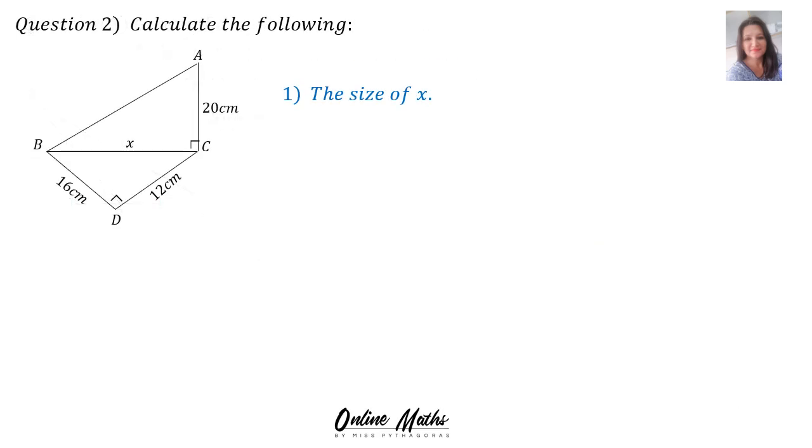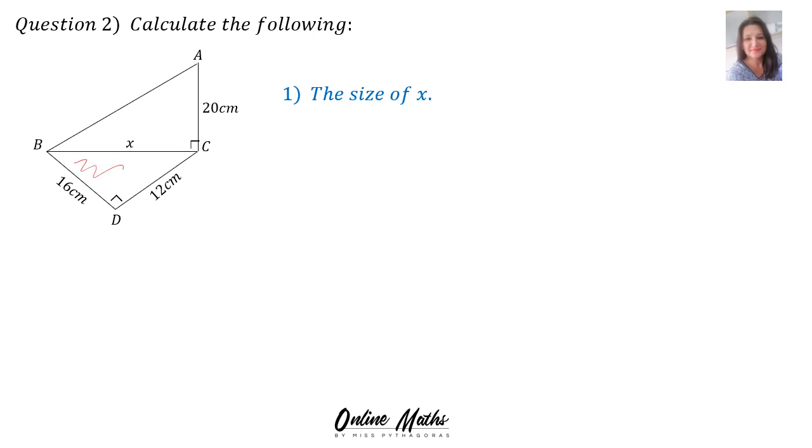Question 2. Calculate the following. Number 1. The size of X. So X in this case is in fact side BC. So what we have is we have two right angled triangles. We have triangle ABC, and then at the bottom we find triangle BDC. And this is where we will start.